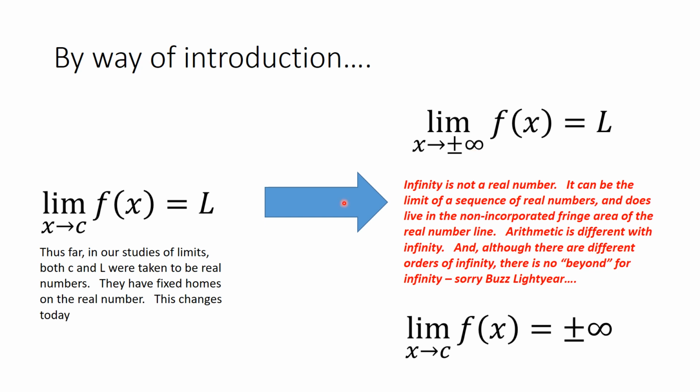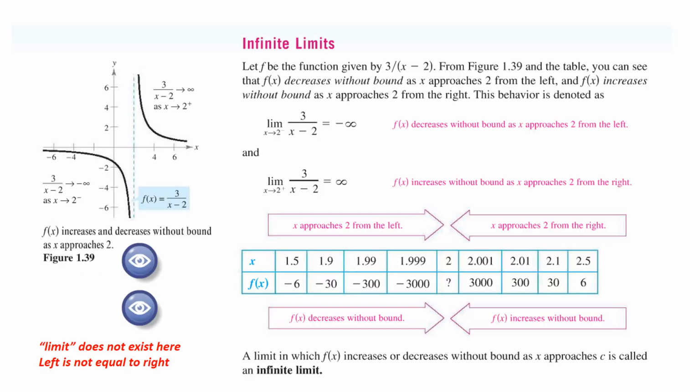So today we're going to be talking about the limit as x tends to either plus or minus infinity of f of x equal L. We're relaxing the constraint on c. These will be seen to be horizontal asymptotes. We will also talk about the limit as x tends to c of f of x equal plus or minus infinity. And these are going to be vertical asymptotes.